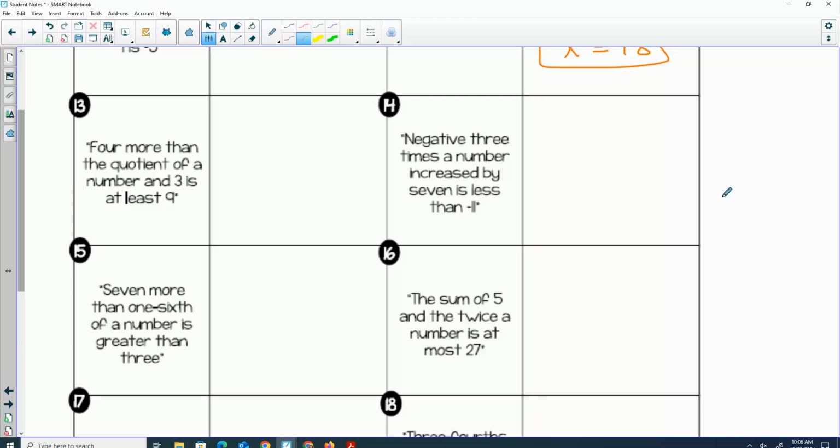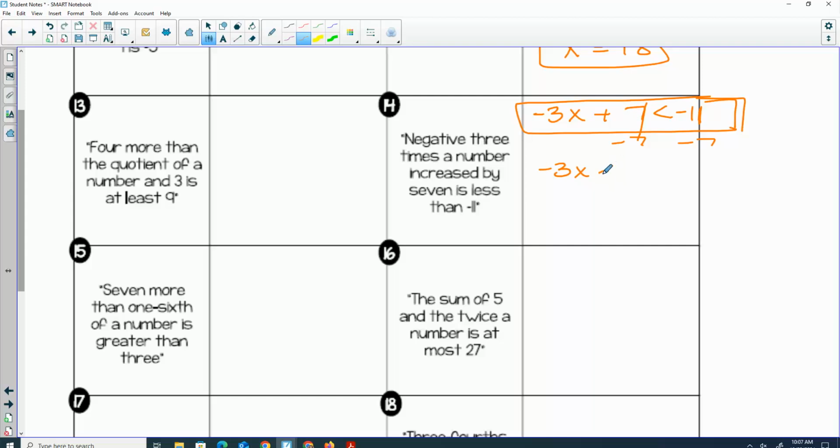Okay, now I'm kind of changing it. So 14, it says -3 times a number increased by, so +7, is less than -11. So this time I gave you an inequality. Solving an inequality is like solving an equation, but we have to remember if we multiply or divide by a negative, it flips that inequality. That's something a few of you are still struggling with.